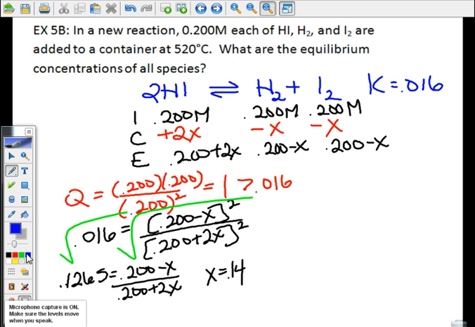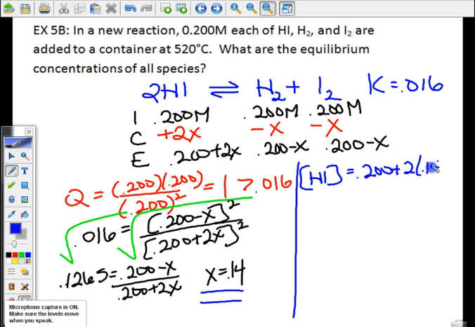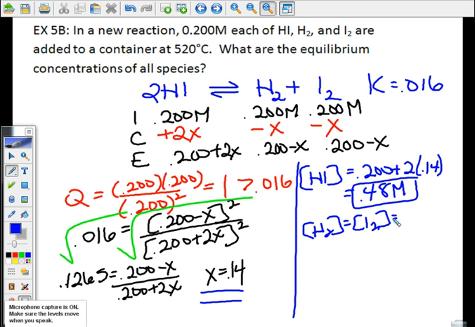Just don't forget, once you get x, to go back and actually answer the question. The question asks what the equilibrium concentrations are. So HI is going to be 0.2 plus 2 times 0.14, which is going to be 0.48. And then the H2 and the I2 are going to be the same. They're both going to be 0.2 minus 0.14. So make sure you plug it back in and get those final answers.